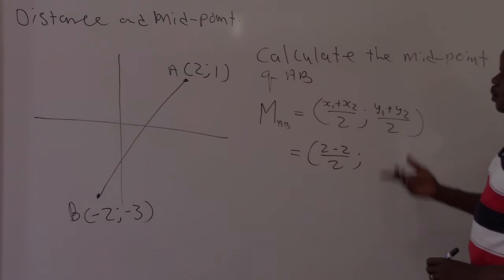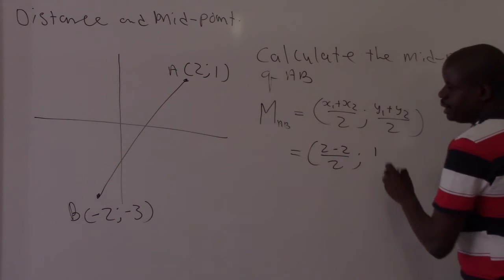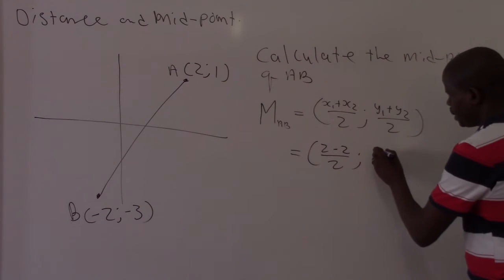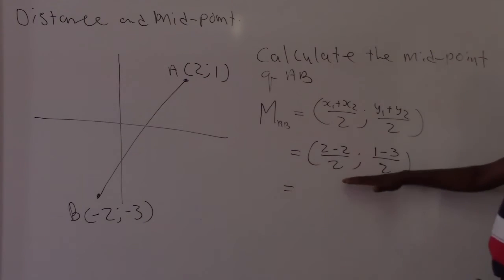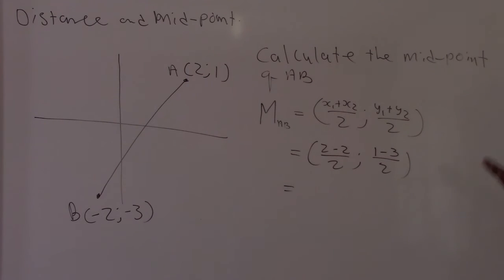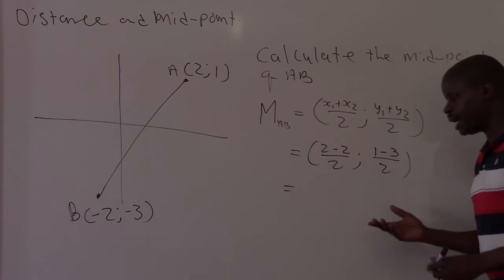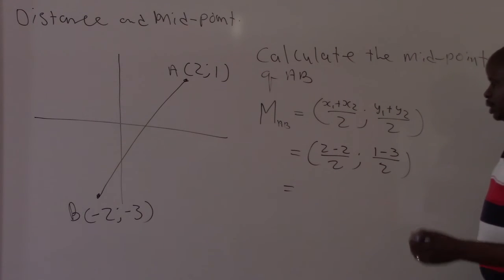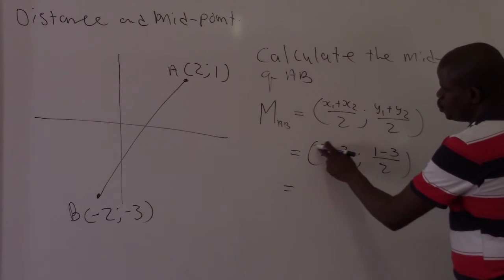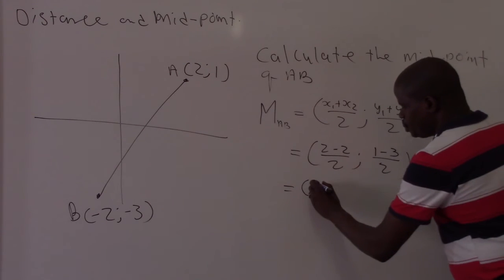And then now we go for y. The y value at A, it's 1, plus negative 3, which is negative 3 over 2. So the correct substitution into the correct formula will also give you a mark. And then when it gives you that mark, then you have what they want. So now, after that, what do we do? We just simplify. So 2 minus 2, it's a 0. 0 divided by 2 is 0.